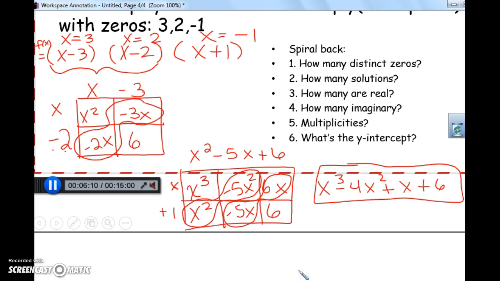Is it quadratic? Is it cubic? Is it quartic? Cubic. How do we know it's cubic? It has an x to the 3rd power. Okay, good. And what is the degree of this function? 3. Wow, y'all know lots of stuff.